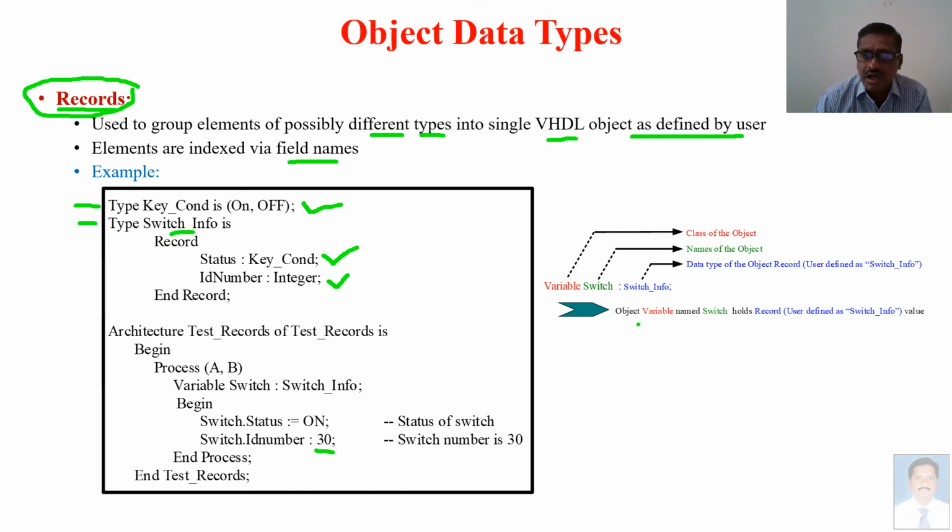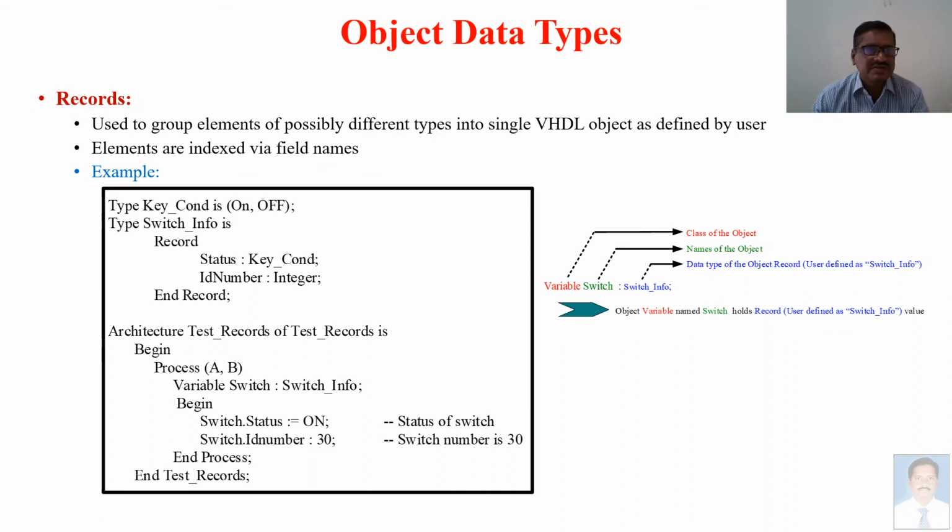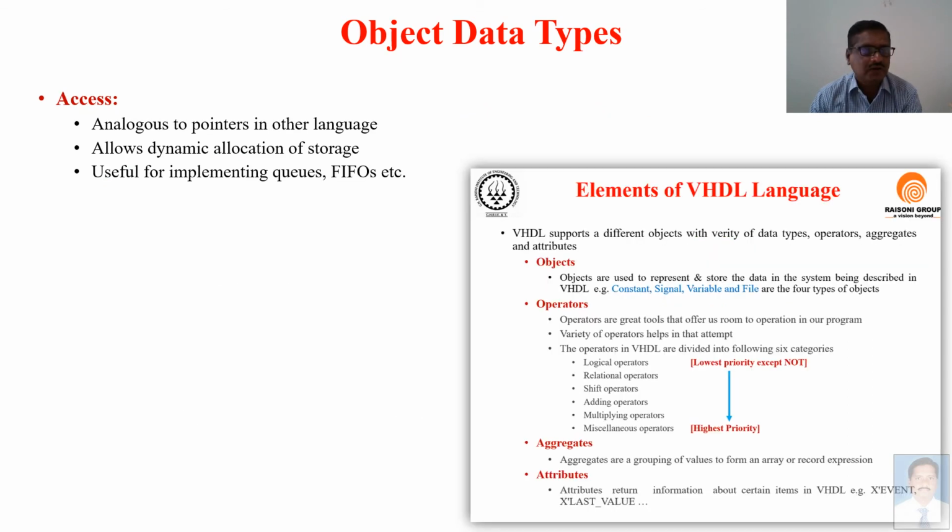In that particular case, the object variable named switch holds a record user defined as switch info. It will consist of two values, the switch condition and the number of the switch. In this case switch number 30 is in the on condition, or maybe switch number 5 is in the off condition. That kind of data comes under the category of records.